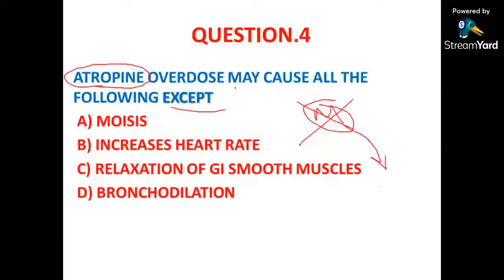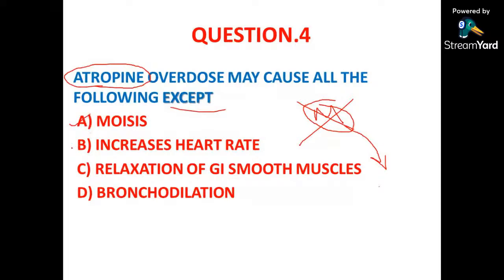Atropine overdose may cause all the following except: option A is meiosis, option B is it increases heart rate, option C is relaxation of GI smooth muscles, option D is bronchodilation. Listen, atropine overdose will cause mydriasis, not meiosis. The iris size will be increased when atropine is given. But when acetylcholine activity is increased, it causes meiosis. So, in the first option itself, the answer is correct.